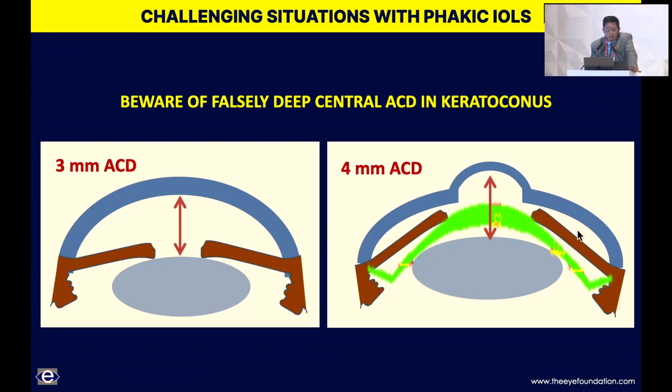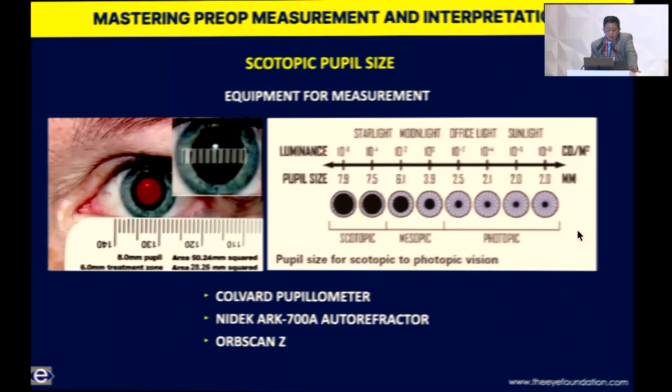But algorithms to measure ICL sizing based upon peripheral AC depth are not available. So it's a good idea, especially if there's a significant central steepening. And nowadays, usage of toric ICLs in case of keratoconus is on label. It's not off label any longer, especially if it's a well-centered keratoconus. And these patients do benefit, so you do well to bear this in mind.